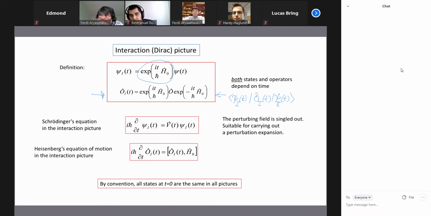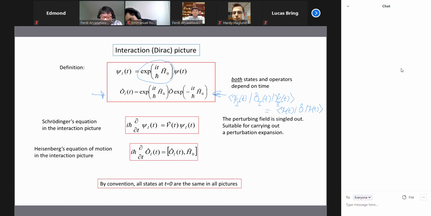Then they should be the same as the state in the Schrodinger picture. And that gives me this equation here. Yes, I think that's similar to what we did for the Heisenberg picture. So in the case of the interaction picture, both the states and the operators are dependent on time.